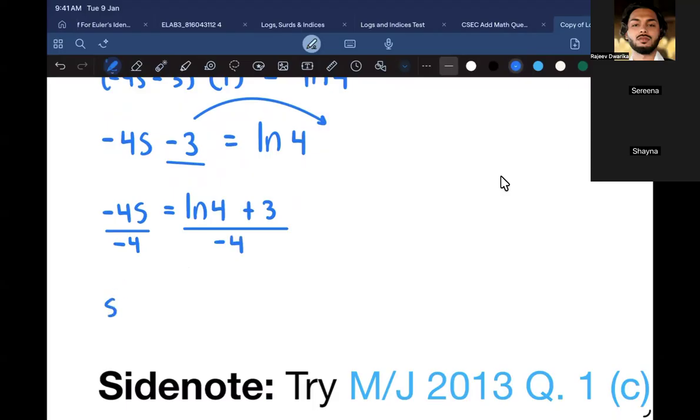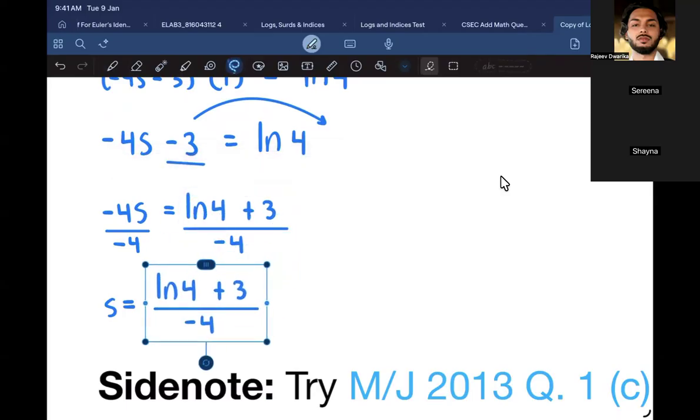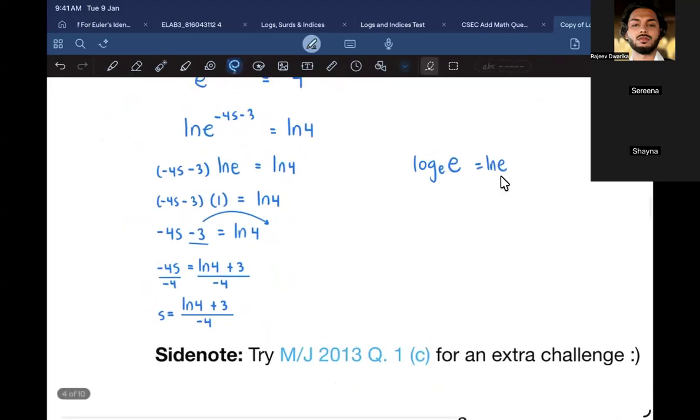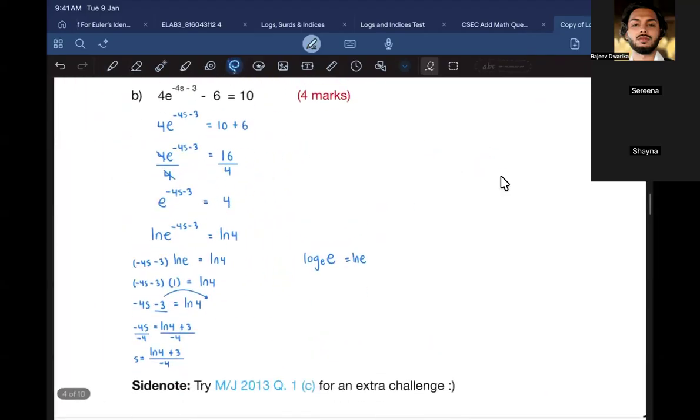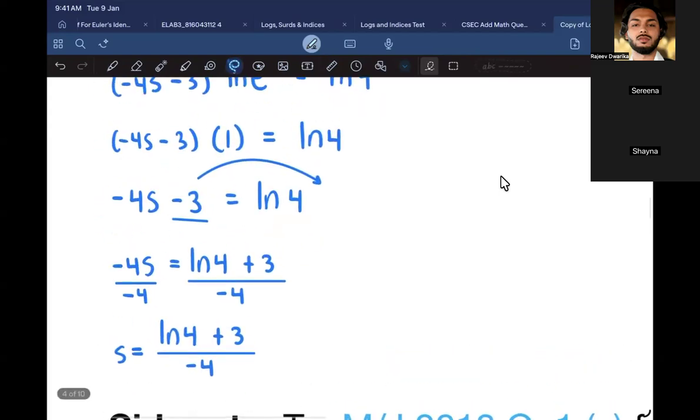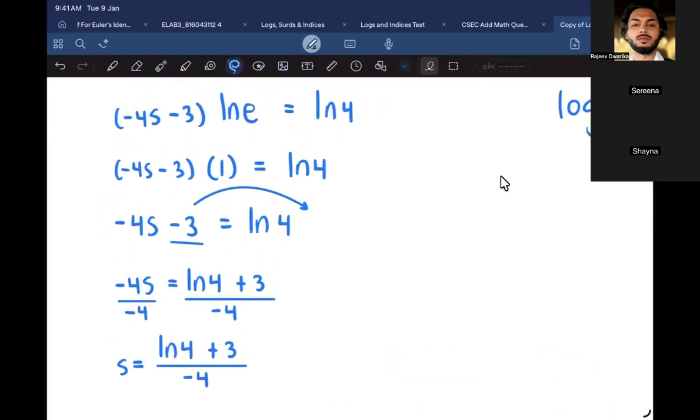Right? So s would be equal to ln 4 plus 3 over -4. That's it. If you're confused, tell me. No, I understand. So you understand that ln 4 is just a regular number, right?